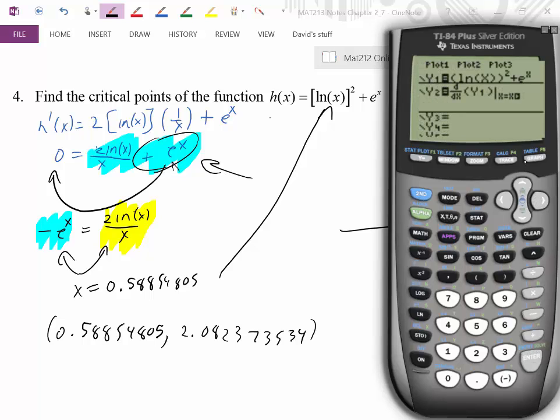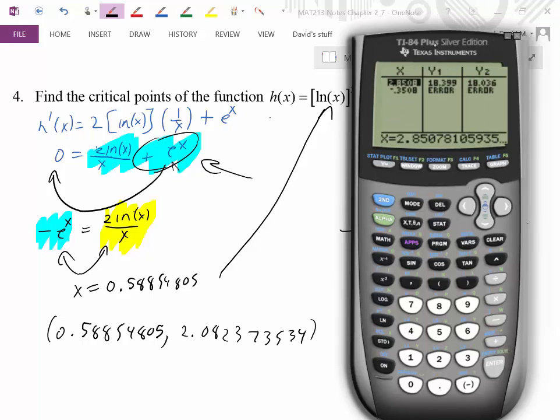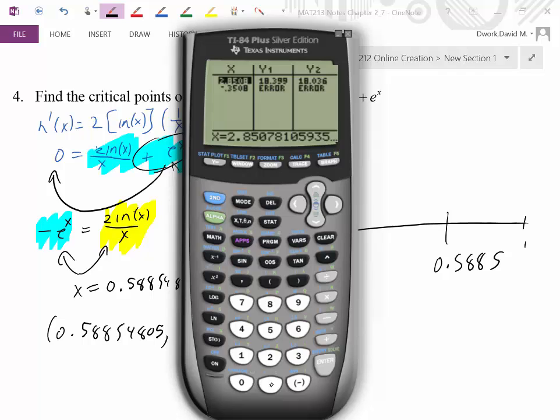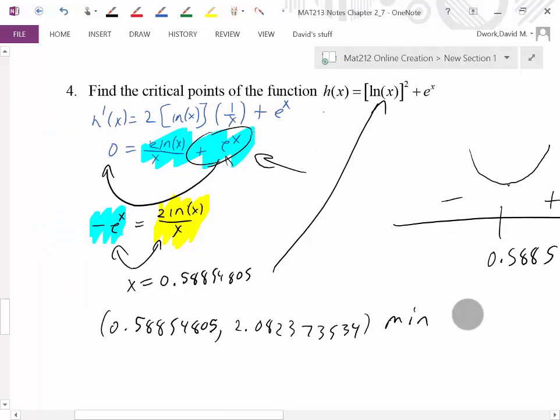There we go. So now when I go to the table, the values I want to test here were 0.5, something to the left, and maybe 1, something to the right. And what we can see for our derivatives, which is the y2 line, to the left we had negatives, to the right we had positives. So now that tells us our graph was going down, then going up. So therefore, this value is a minimum.